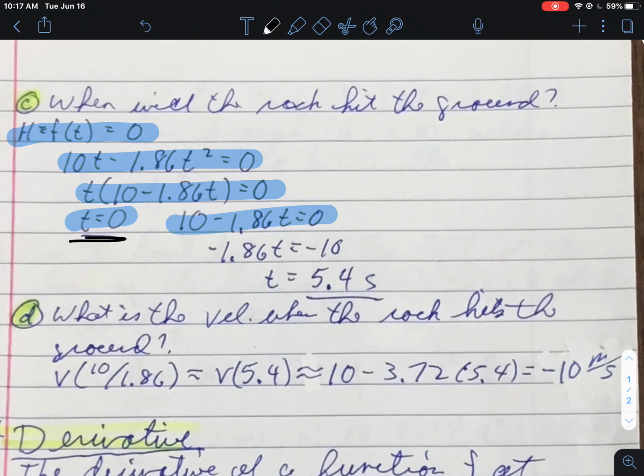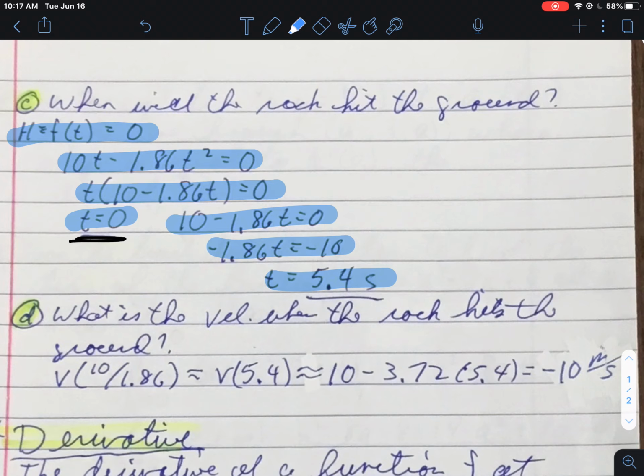T equals 0. Well, that should make sense because this is presuming that the rock is being thrown from the ground. So at t equals 0, the rock's on the ground. So that should make sense. But the one we're interested in is the other one. All right, so at some point the rock's going to go up, it's going to come back down, it's going to hit the ground. When does that happen? That happens when t is approximately 5.4 seconds.